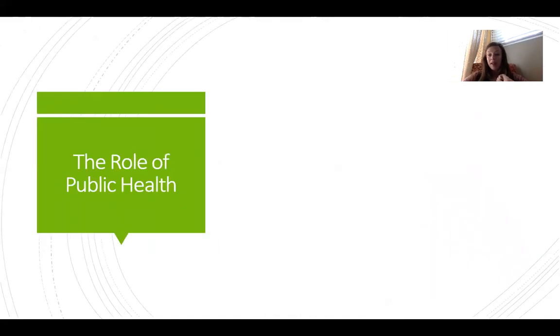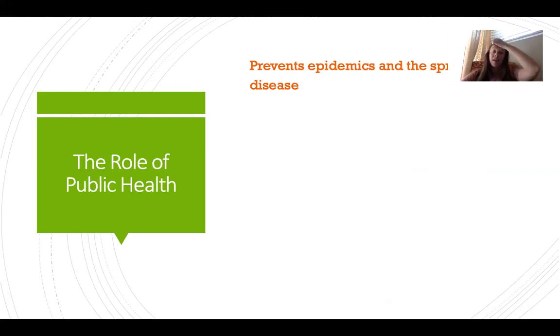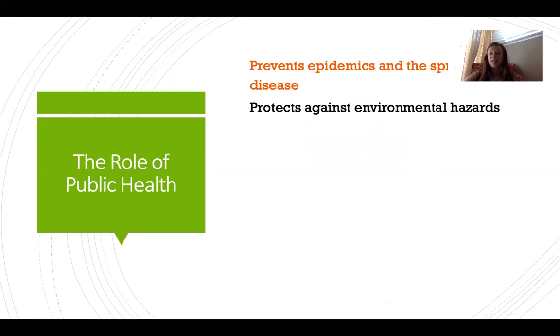So the role of public health, there's a variety of roles. And look at this. The first role has to do with preventing epidemics and the spread of disease, something that we are working on currently, except now it's considered a pandemic. A pandemic is an epidemic that has gone global. And we are working as public health agencies around the world to slow the spread of this disease, coronavirus.